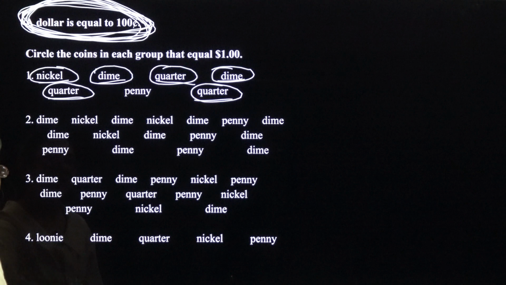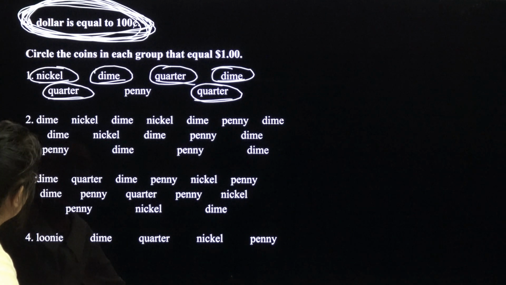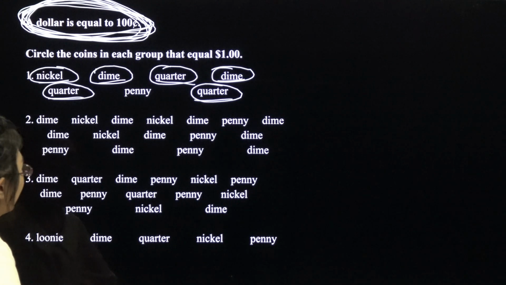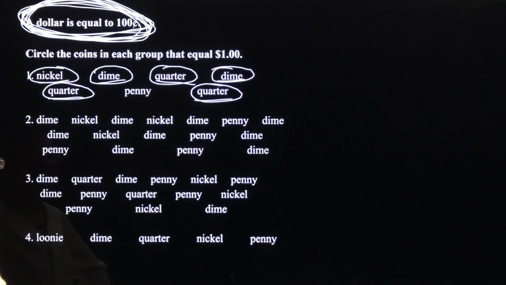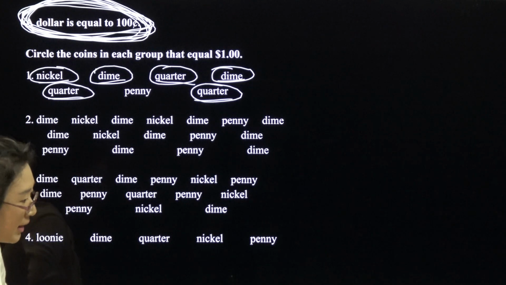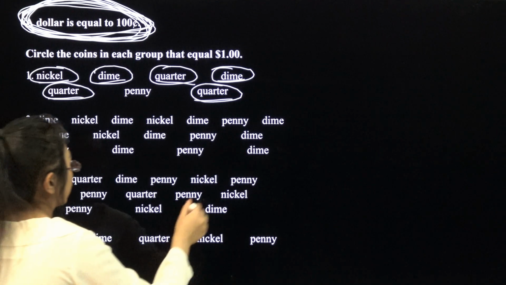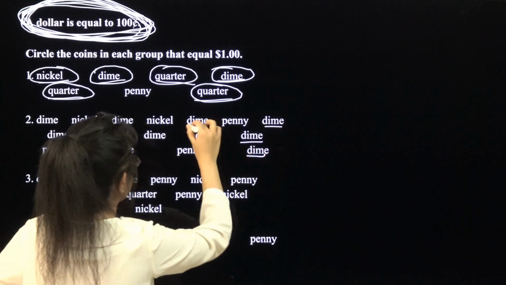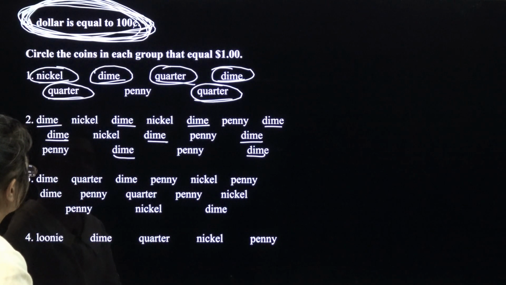Okay, so the second group might be a little bit more tricky. Dime, nickel, dime, penny, dime, nickel, dime, penny, dime, dime. Oh dear. Now we have no quarters this time. So we will need to rely on good old dimes to do most of the heavy lifting because they're worth the most. So how many dimes are there? 1, 2, 3, 4, 5, 6, 7, 8, 9. Oh, there's 9 dimes.